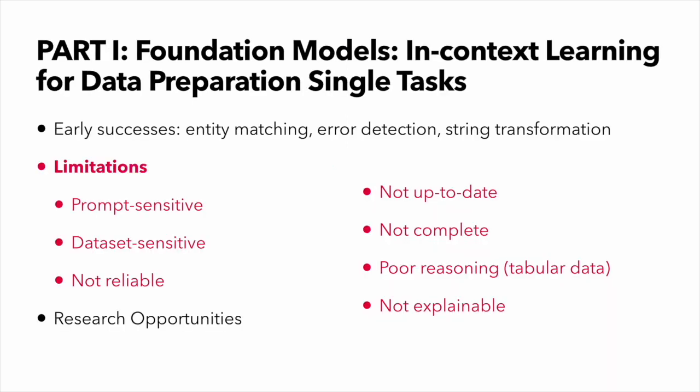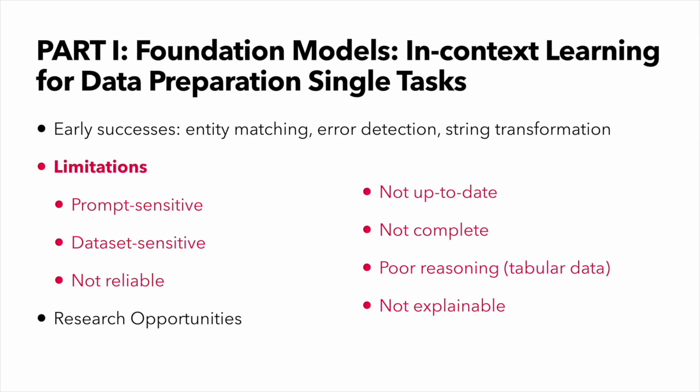Although we have seen these early successes, we have also witnessed a lot of limitations. We'll talk about limitations starting with prompt sensitivity. If you use different prompts, or examples in different orders, you might get very different results. It's also data sensitive. Take entity resolution, for example. For some data sets, the foundation model can say everything matches for data set 1, but for data set 2, it can say nothing matches. We'll show examples of this data set sensitivity.